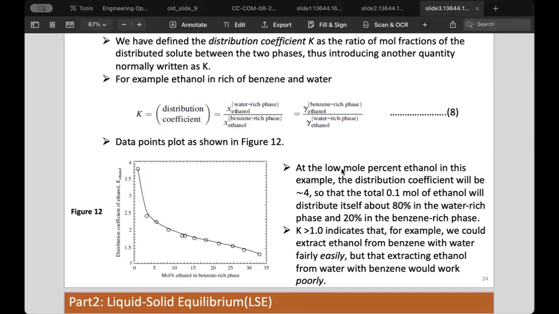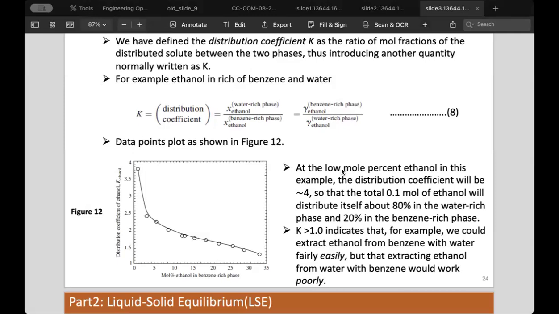If it is greater than 1, moles of ethanol added to the system will stay in the water rich phase more than the benzene rich phase. This is correct, and it applies to other systems also. If you have K greater than 1, the component you are interested in tends to stay in one phase more than the other phase, right?